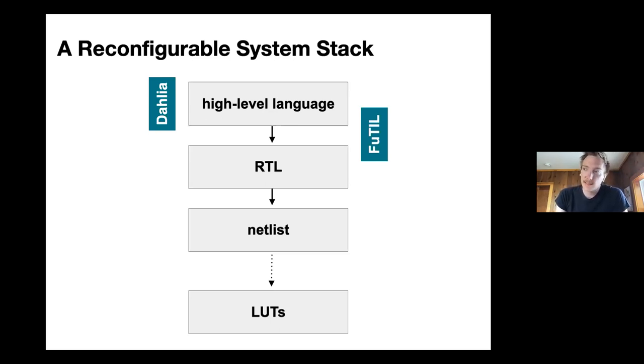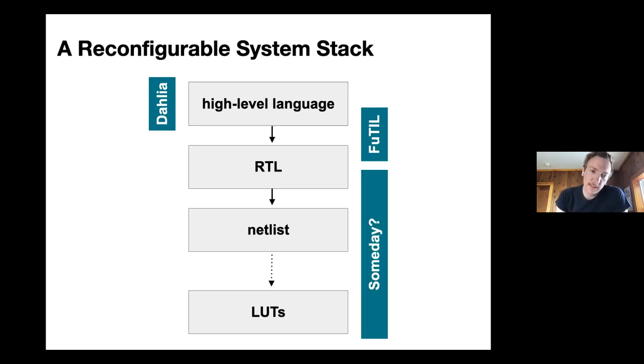I'm trying to design compilers that bring high-level languages like Dahlia, and we hope future accelerator design languages, down to RTL. But I also want to point out that the rest of the system stack, going all the way from high-level languages down to redesigning the hardware itself, I think is up for reinterpretation from the lens of programmers and of programming languages and compilers.